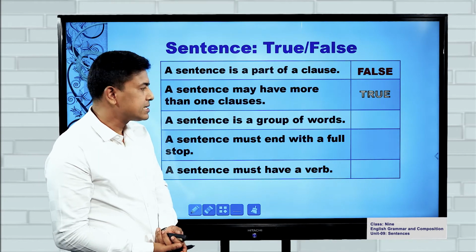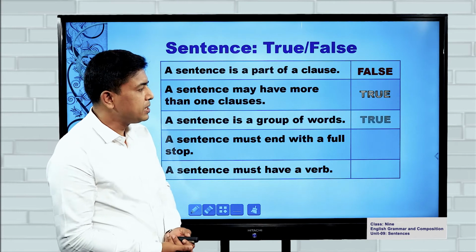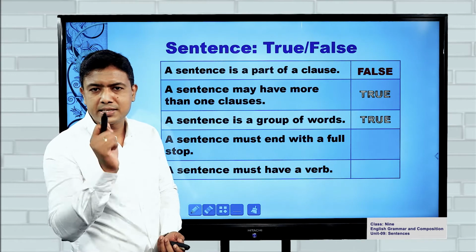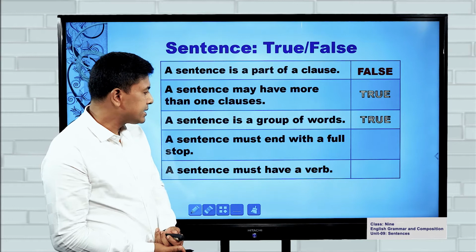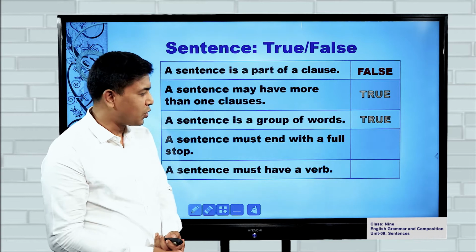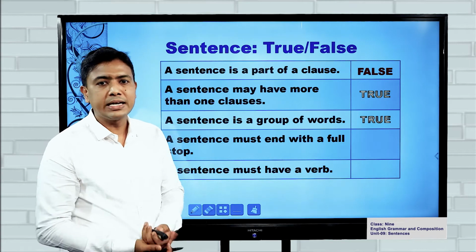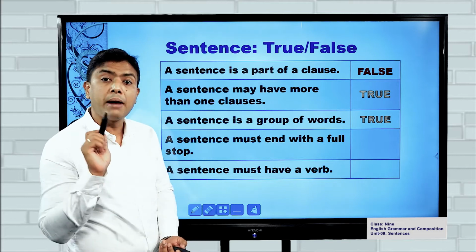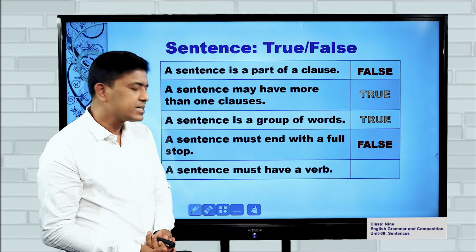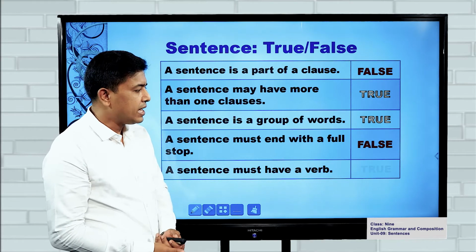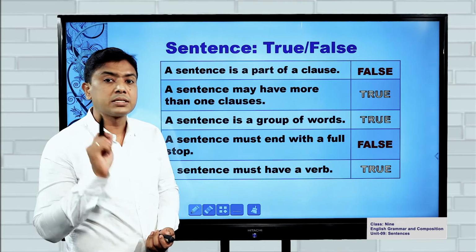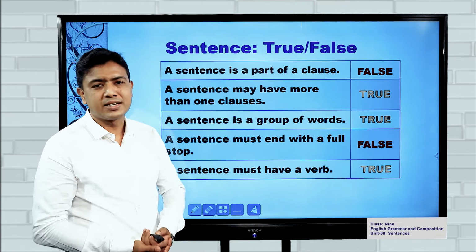Third one, a sentence is a group of words. Absolutely correct because a sentence contains words. Without words, we cannot construct a sentence. We have seen some examples already. Fourth one, a sentence must end with a full stop. What do you think? It is not always correct because a sentence may have an exclamation sign at the end. Therefore, we cannot say that it must end with a full stop. So we should consider it false. And the last one, a sentence must have a verb. Absolutely correct. A sentence may not have a preposition. A sentence may not have a noun or a pronoun, but it must have a verb. A verb is a must for sentence construction.